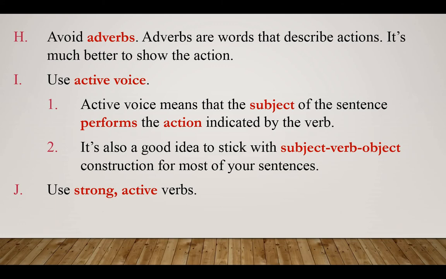Ninth, use active voice. Active voice means that the subject of the sentence performs the action indicated by the verb. So again, it's making things feel like they're happening right here, right now. It's also a good idea to stick with subject, verb, object construction for most of your sentences. This is the very basic sentence structure that we learned in first and second grade. Noun, verb, and then descriptive words after that, or the object of whatever is happening in an action near the end. Those sorts of ideas, because it's very easy to follow that sentence structure.